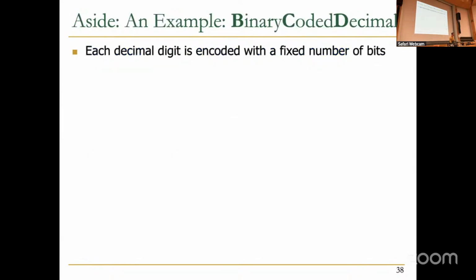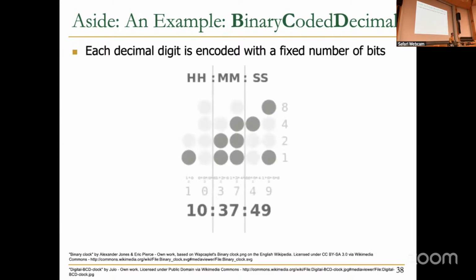Okay, let me give you an example. This is a fun example that I use. This is a data type, binary coded decimal. Do people know what this data type is? It's not covered in your books, I think. It is supported by the x86 ISA. It is covered in your books? Maybe, maybe not, okay. Basically, you encode each decimal digit with a fixed number of bits.